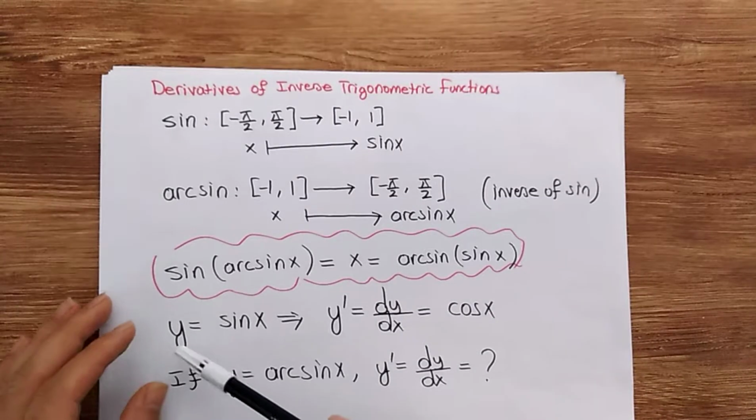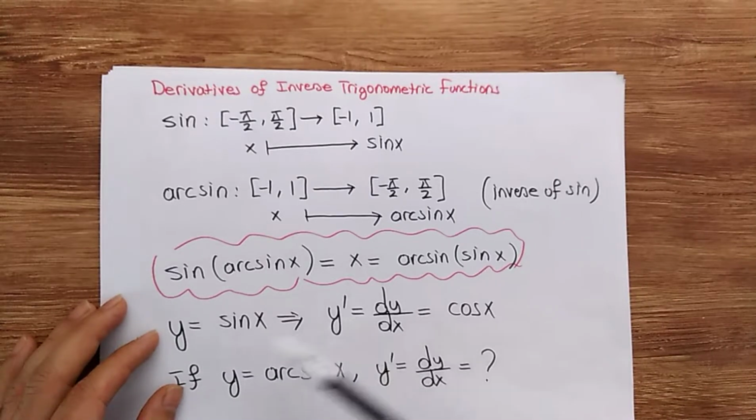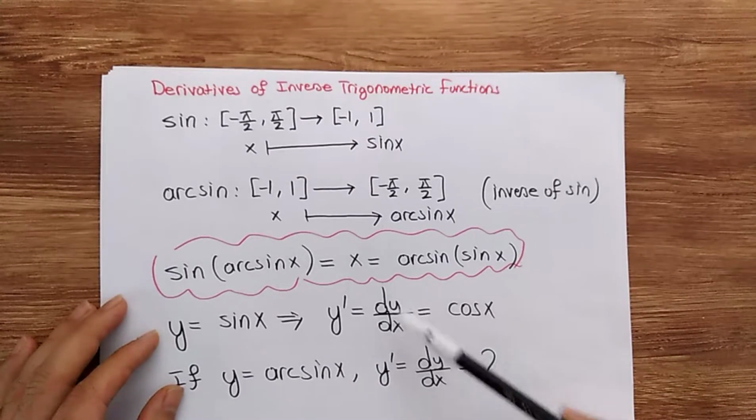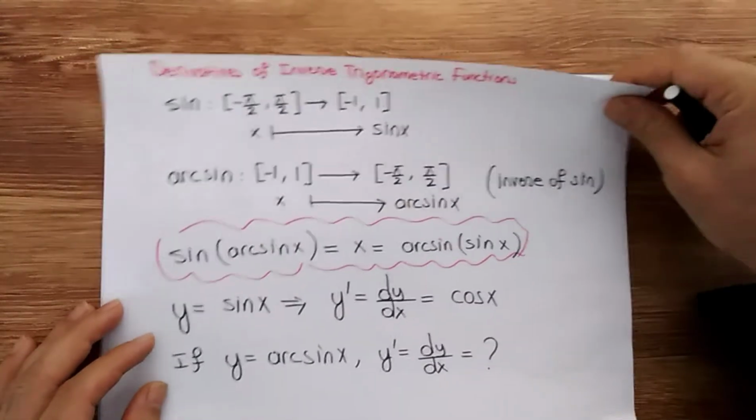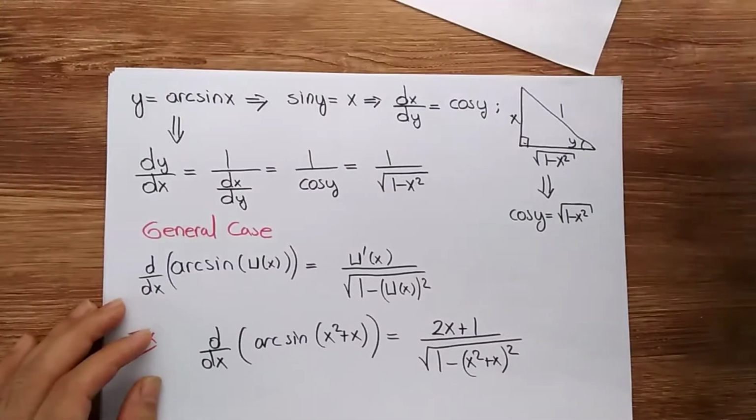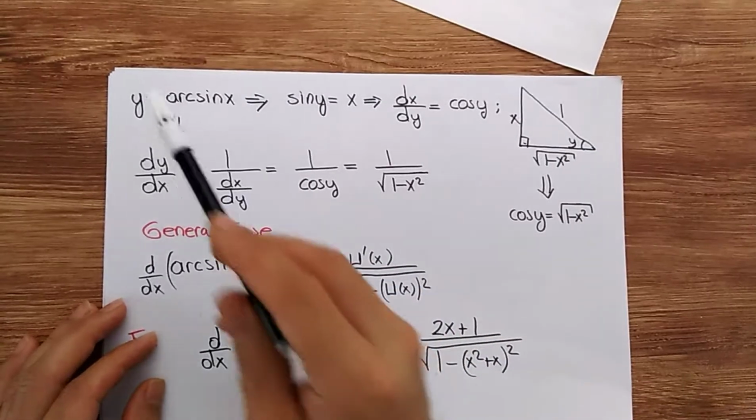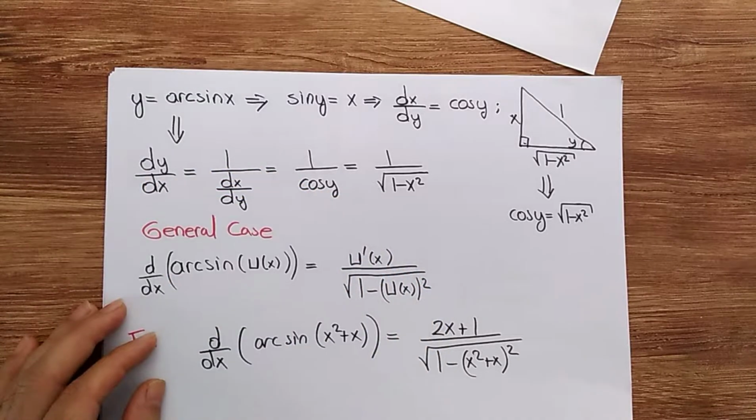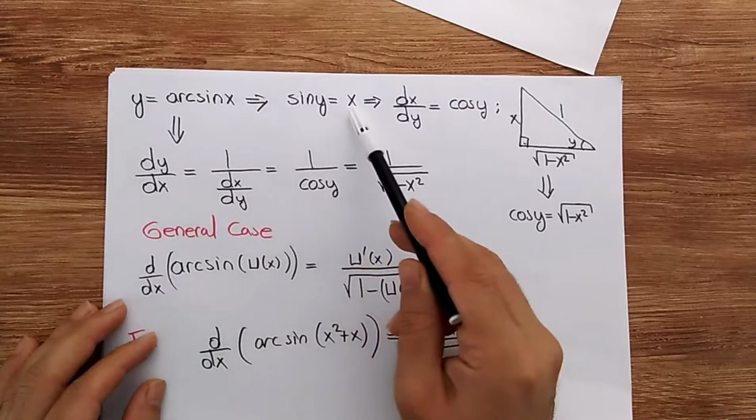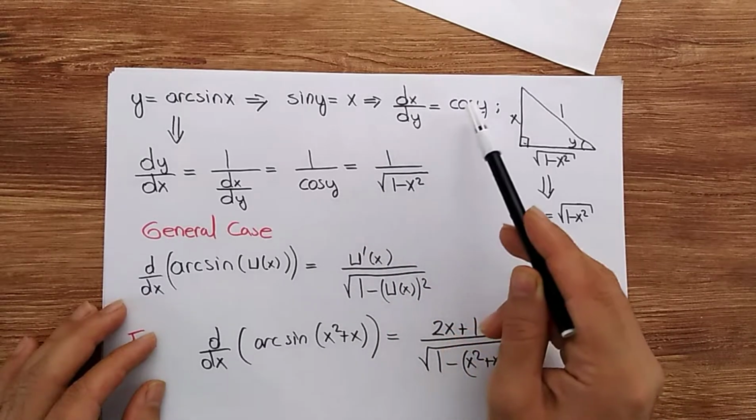And we also know that y is sine x, derivatives of y with respect to x, dy over dx, is cosine x. So what about derivative of arc sine x? To compute derivative of arc sine x, we first apply trigonometric function sine to both sides of this equality. Then we get this equality and we get this derivative function. Derivative of x with respect to y is cosine y.